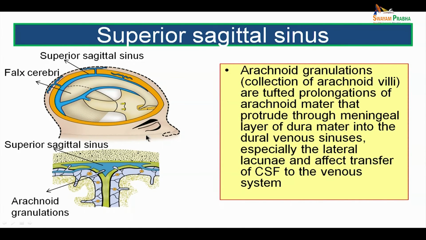Here we see a sagittal section passing through the cranium, which shows us the superior sagittal sinus, which is present along the superior attached border of the falx cerebri and extends posteriorly up to the confluence of sinuses. What we see here is a cross section through the superior sagittal sinus, where it appears triangular in cross section.